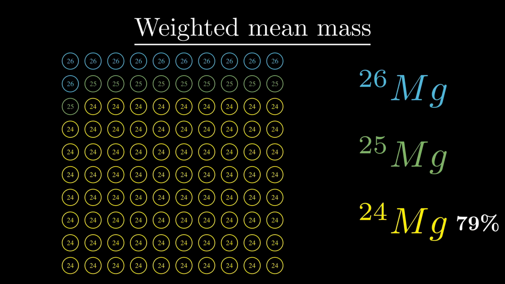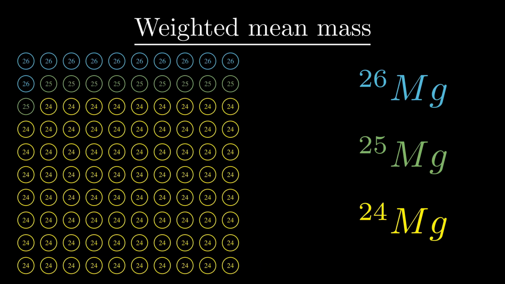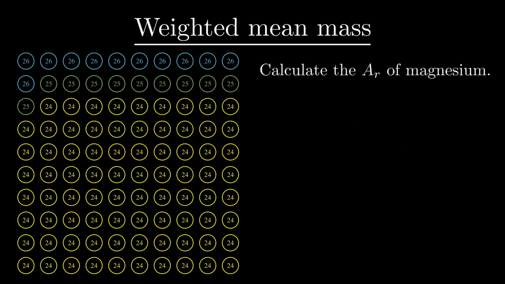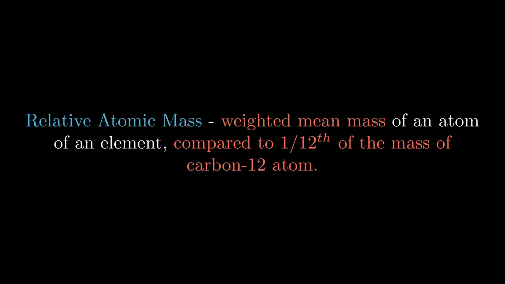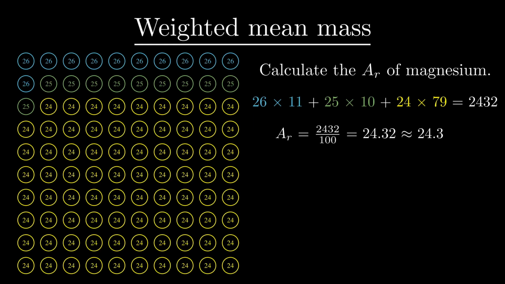10 of them would be magnesium-25 because its abundance is 10%, and 79 of them would be magnesium-24 because its abundance is 79%. Now let's assume for a moment that we don't know the relative atomic mass of magnesium. How would we calculate it? To do that, just imagine that you have 100 isotopes like we already did. Multiply each isotope by its abundance, i.e. percentage, and add them all up. Then you divide by 100 to find the average, which will be around 24.3. So now you know that this 0.3 comes from the fact that it's an average relative atomic mass, not the mass of some specific atom.